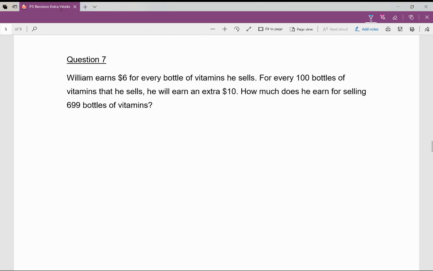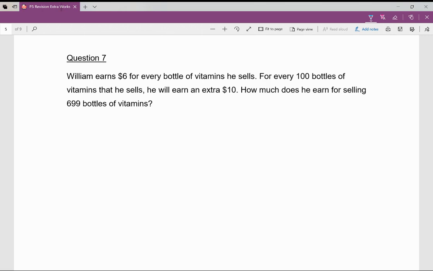Question 7 now, this is for the selling of things. So William earns $6 for every bottle of vitamins he sells. And at every 100 bottles he sells, he will earn an extra $10. So how much does he earn? That's money for selling 609 bottles of vitamins.